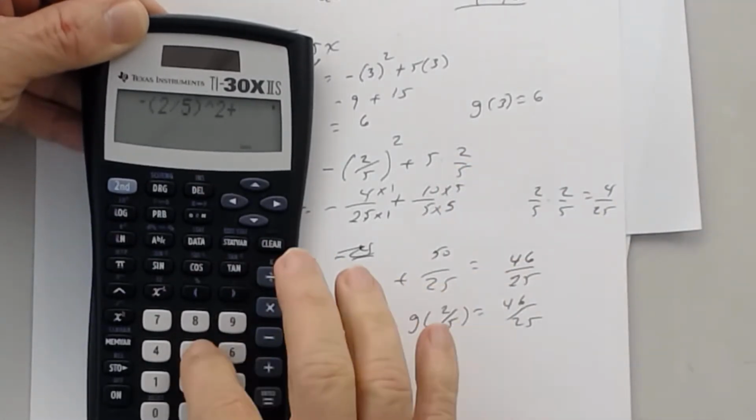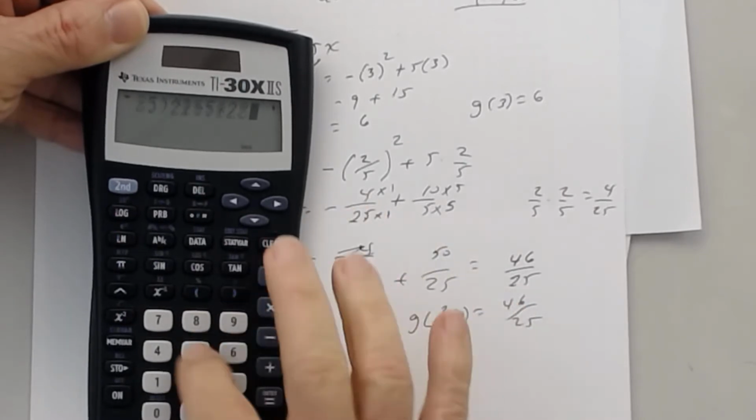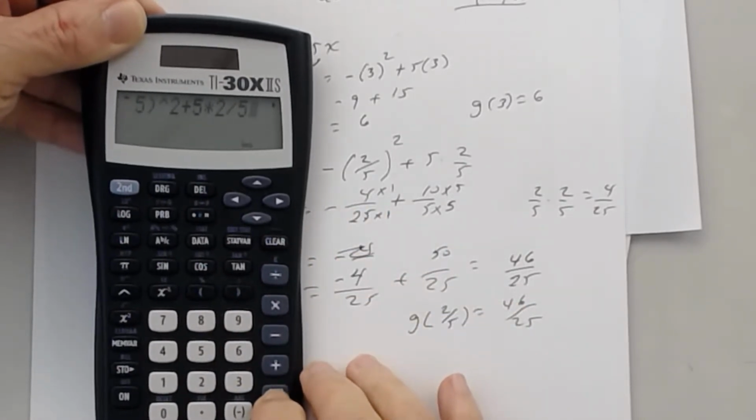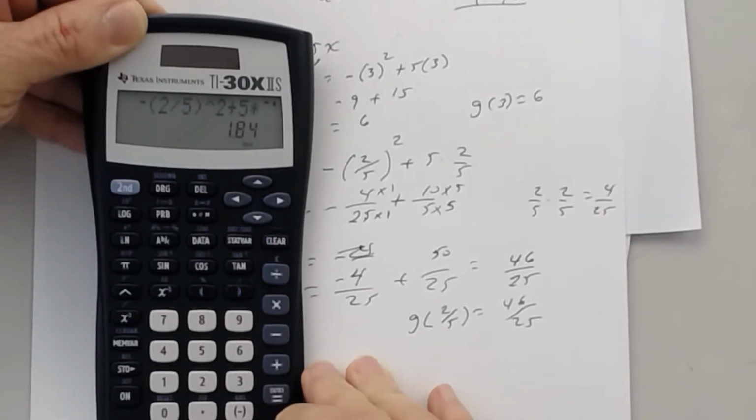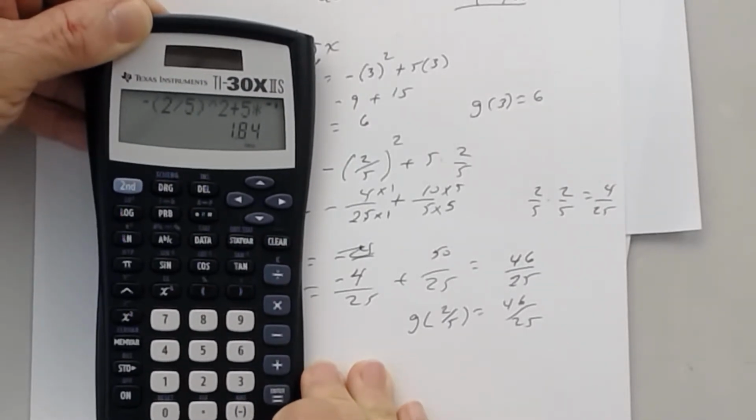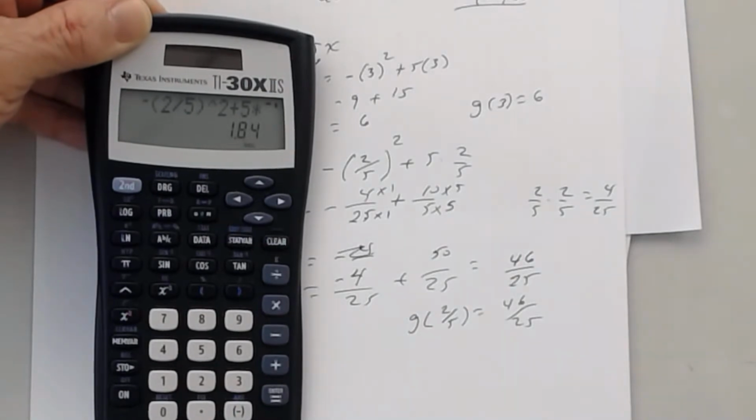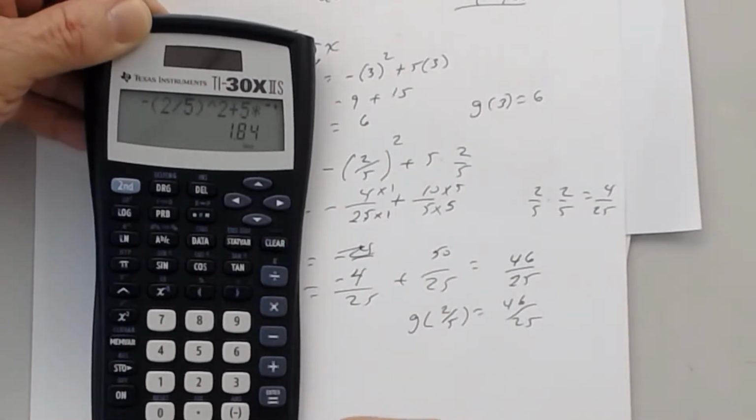5 times 2/5, right? 2 divided by 5. Okay? Just like that. Press equal, and that's what I get. I get 1.84. Okay? But you want to leave it as a fraction.